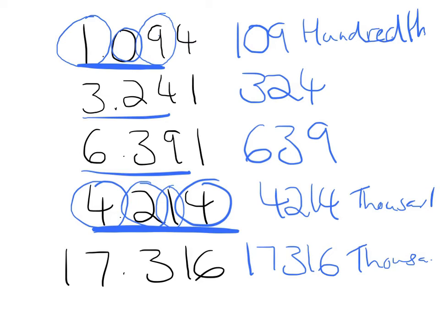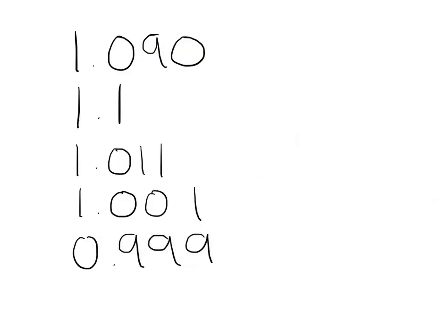Let's go another step further. Let's say you were asked to put these numbers in order from smallest to largest. The steps to this are fairly simple. The first thing you need to do is check the whole numbers. You can see that 4 of the digits have 1 whole, but 1 digit doesn't. So automatically this number here, 0.999, is the smallest number.